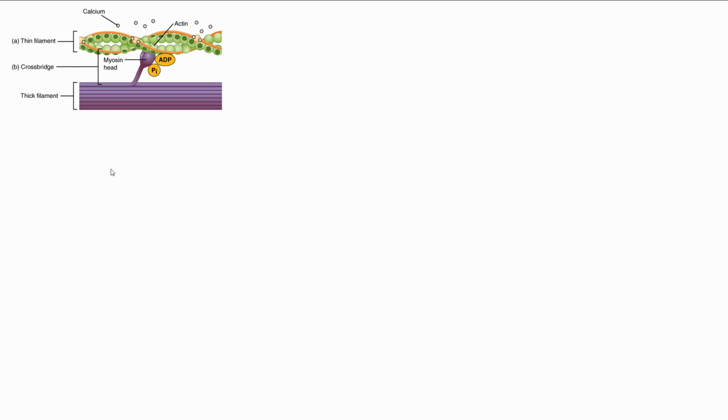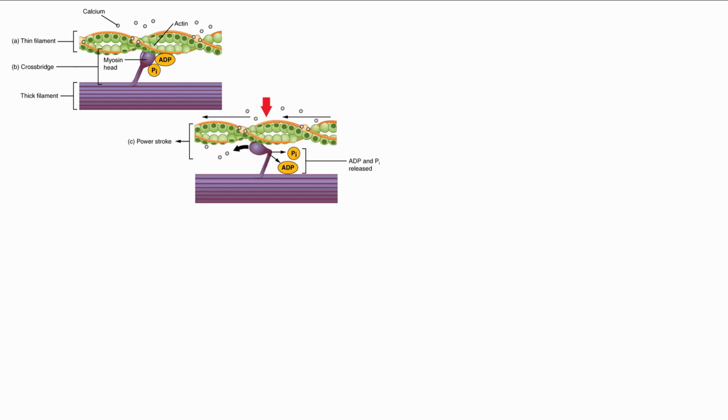So we have our one single crossbridge here. In reality, you'd have multiple crossbridges coming at all different directions, all different angles. But for simplicity, we're sticking with just one for now. You notice that there is ADP, adenosine diphosphate, and then a free phosphate, that P subscript i. Those two molecules are going to release or leave the crossbridge site.